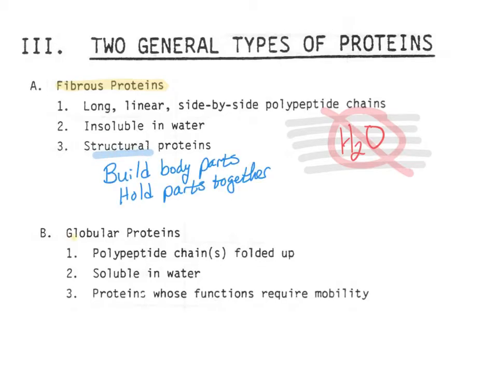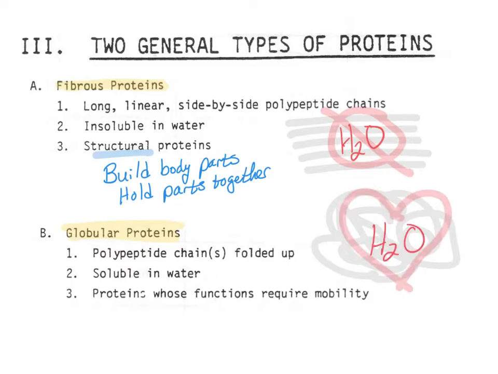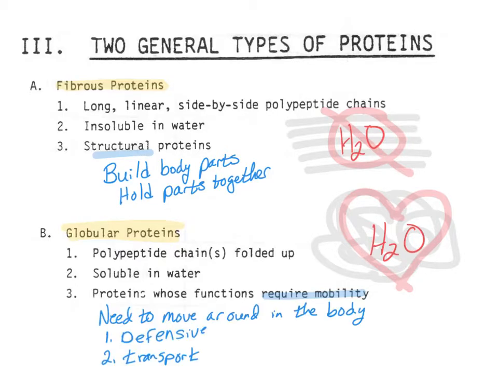The second type is called globular proteins. The globular proteins are polypeptide chains that are rolled up, and they look like a glob, not linear chains. They are soluble in water, and generally most of the things that they do require that they are able to move from one position to another. So they might be attacking an intruder, they might be delivering something. Those types of things require mobility.